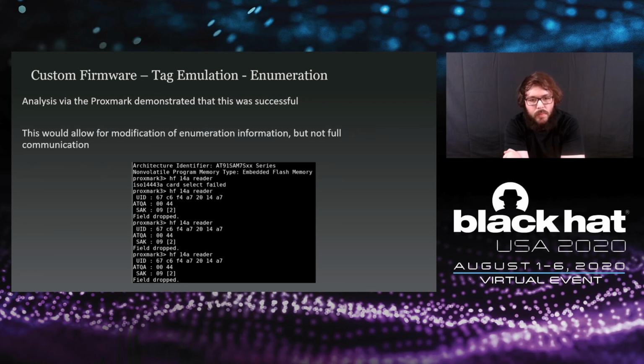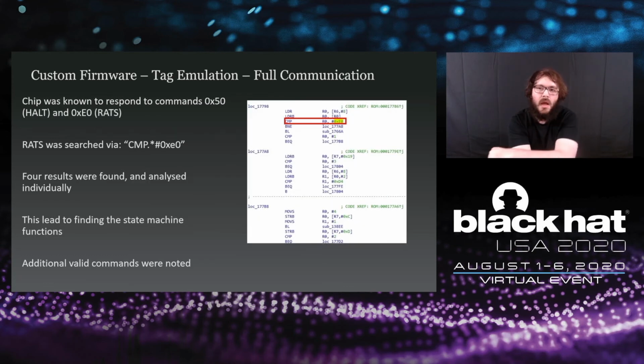So I made a custom 7-byte UID, set it up to pretend to be a Mifare Classic Mini tag, and it worked absolutely beautifully. But it would not allow me to do full communication. It wouldn't allow me to emulate the Mifare Classic part of the Mifare Classic communication, just to pretend to be one on a superficial level. I knew that the chip would respond to halt and RATS commands, RATS being some more configuration data being returned, and halt being a more high-level communication aspect of the enumeration setup.